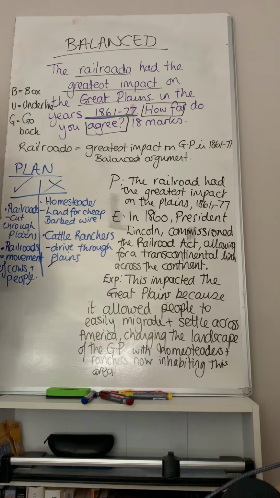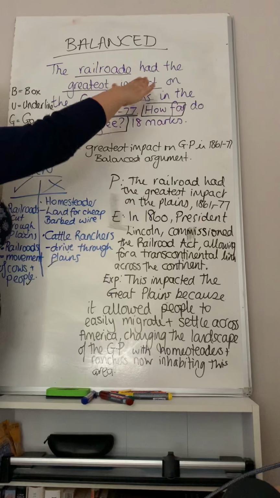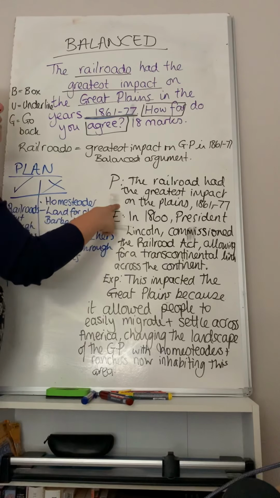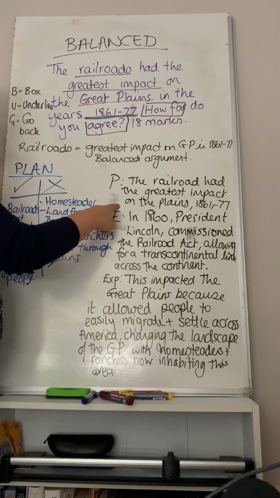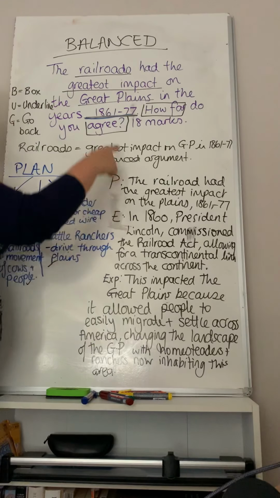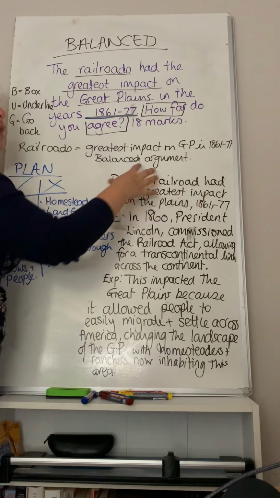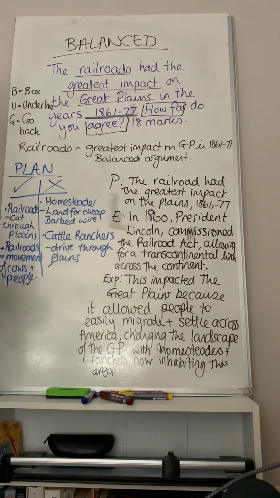So I've done an example for you. I have lifted the question and turned it into a statement. So the railroad had the greatest impact on the plains in 1861 to 1877. So all of the key words that I've underlined, I have formulated into my point of argument. I'm then going to describe it as my evidence. I'm going to give my contextual knowledge to the examiner.